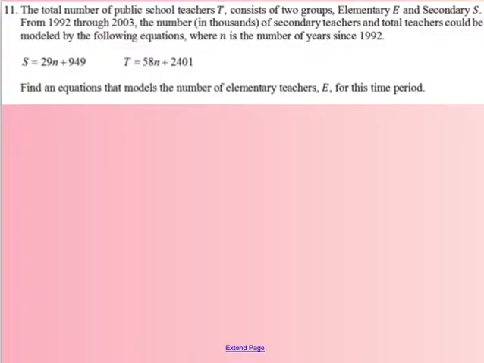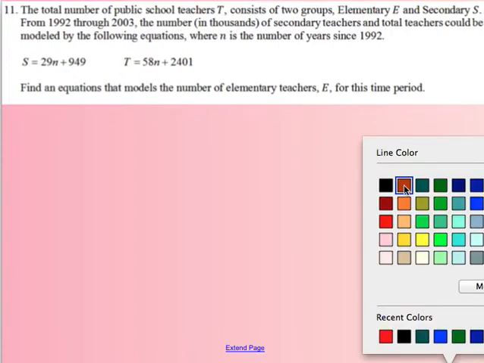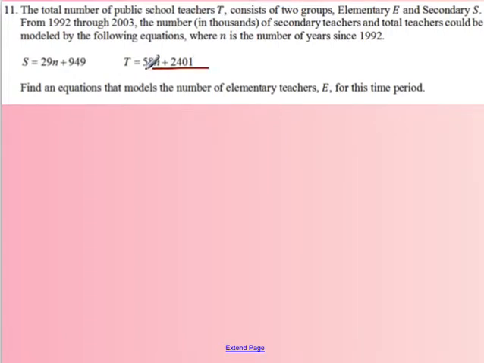Last but not least, let's take a look at number 11. So what we're going to be doing is trying to calculate the total number of elementary school teachers. So the total number of teachers, T, is represented by this T equation. Okay? It consists of two groups, elementary and secondary. So the total is going to be equal to the number of secondary teachers plus the number of elementary school teachers. And the total teachers can be modeled by the following functions.